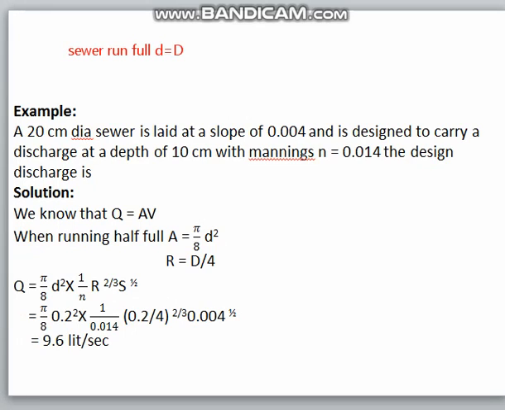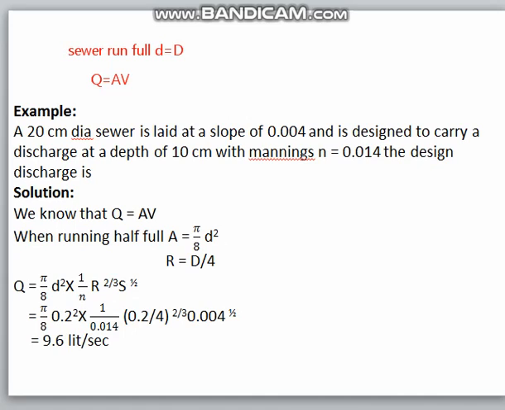Generally we know the discharge formula, right? For discharge, Q is equal to A into V. Q stands for discharge, A stands for wetted area. For wetted area, generally we consider circular sewer only. For a circular sewer, the wetted area is pi d square by 4.